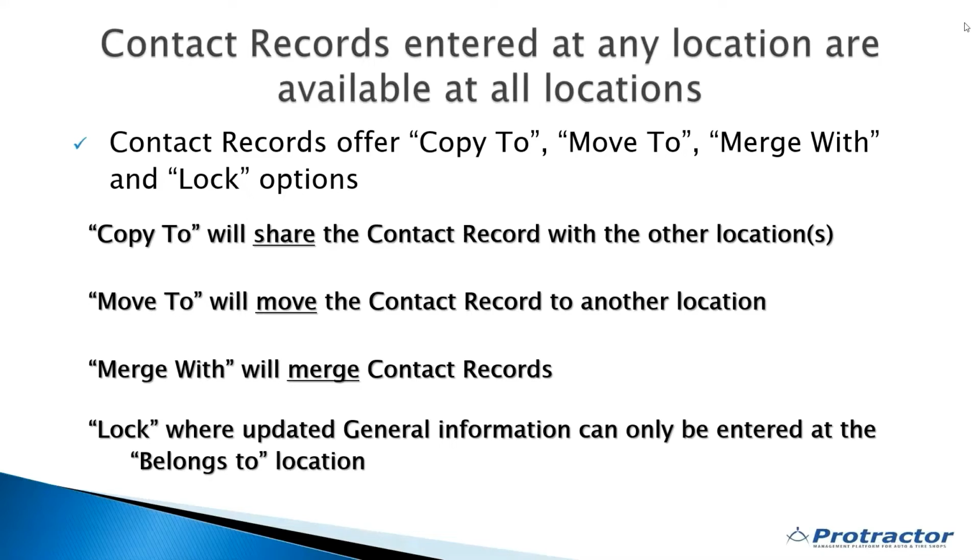Contact records entered at any location are available at all locations. Contact records offer a copy to, a move to, a merge with, and lock options. Copy to will share the contact record with the other locations. Move to will move the contact record to another location. Merge with will merge contact records. And a lock is where updated general information on a contact card can only be entered where that contact belongs to.